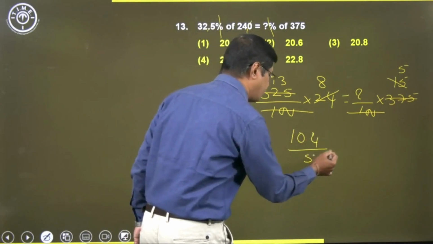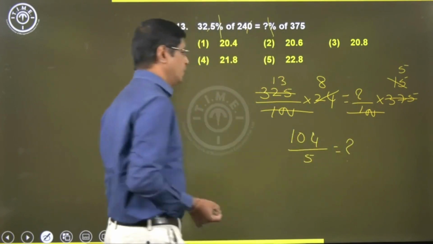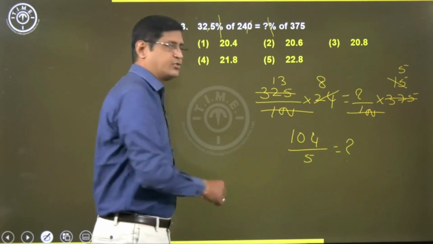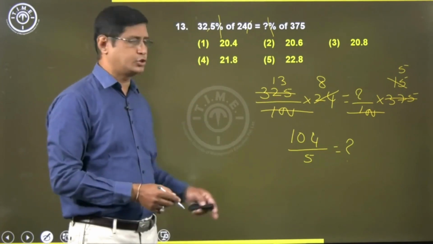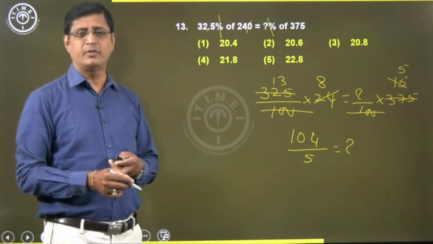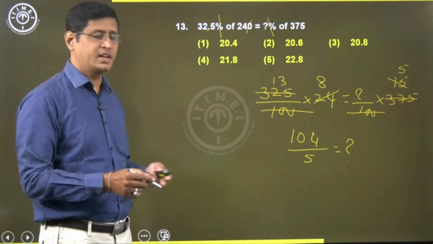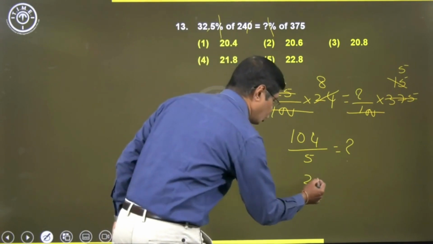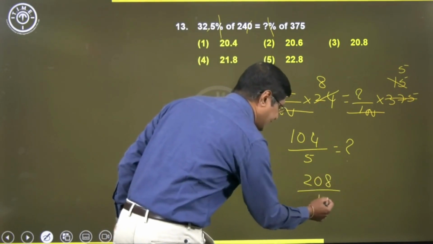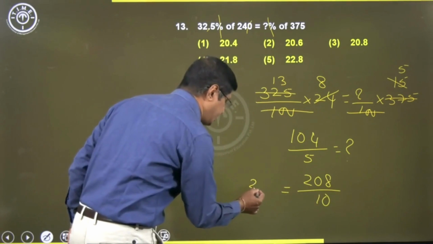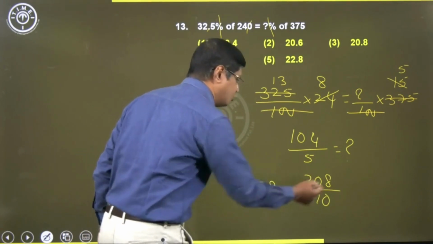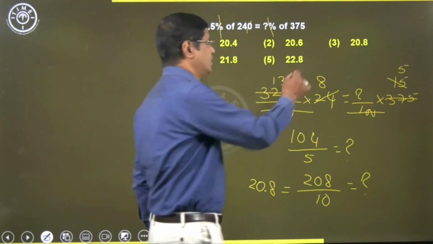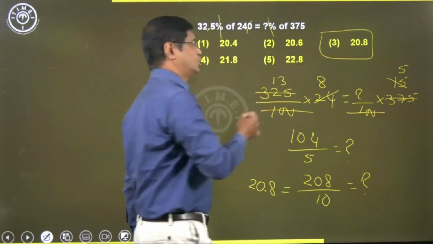104 by 5. Now what is the value of the question mark? On both sides, when you multiply with the 2, the denominator will become 10. So the numerator is 208 by 10, that is 20.8, the value of the question mark. So what is the choice here? Option number 3. The third choice is the answer.